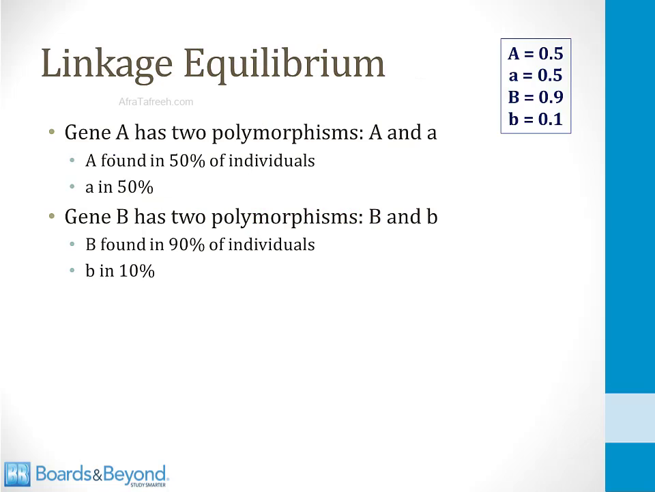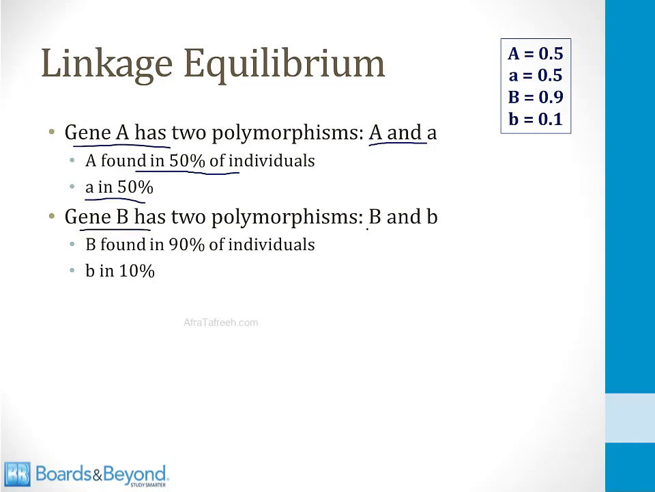And to understand this concept, let's assume there are 2 genes found in a population of individuals. Let's assume gene A exists in 2 polymorphisms. There is a big A allele and a little a allele. Let's assume that big A is found in 50% of individuals in a given population, and little a is found in the other 50%. Let's also assume that gene B has 2 polymorphisms.